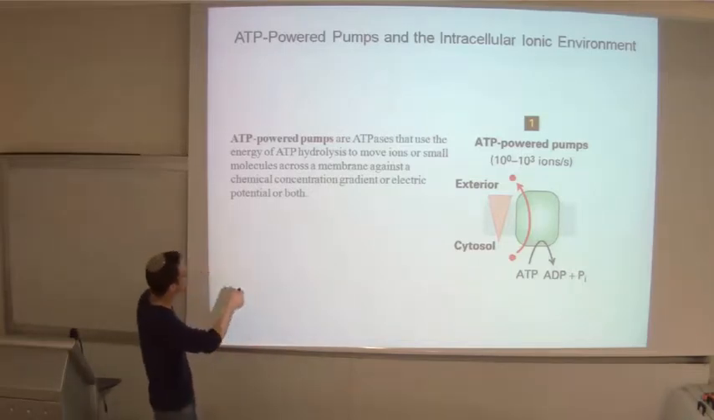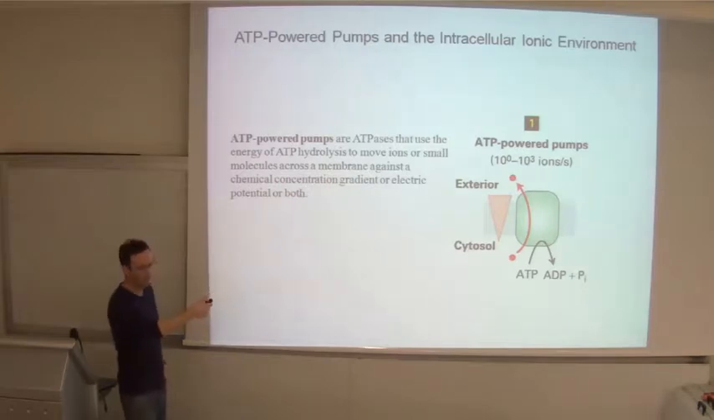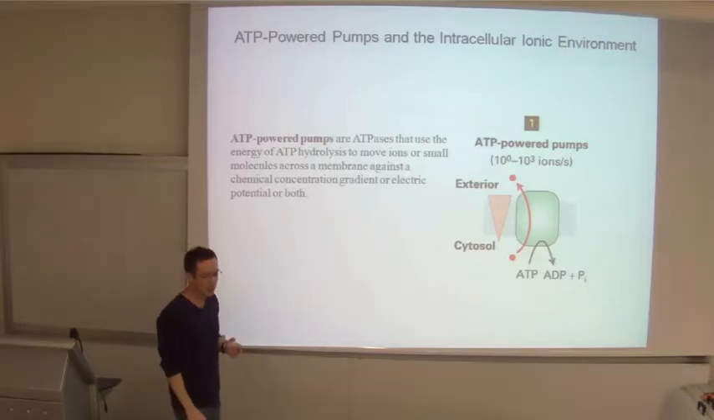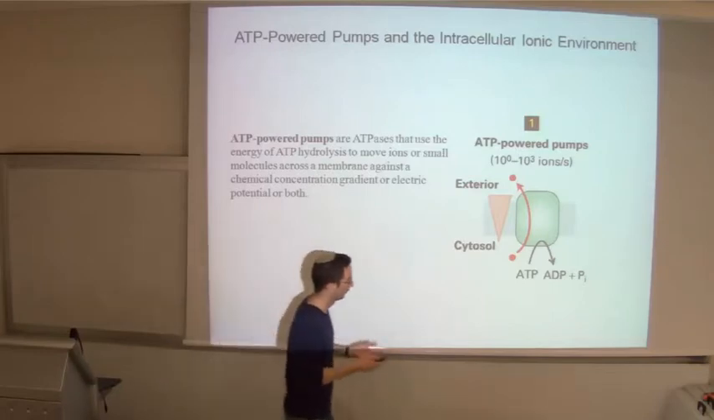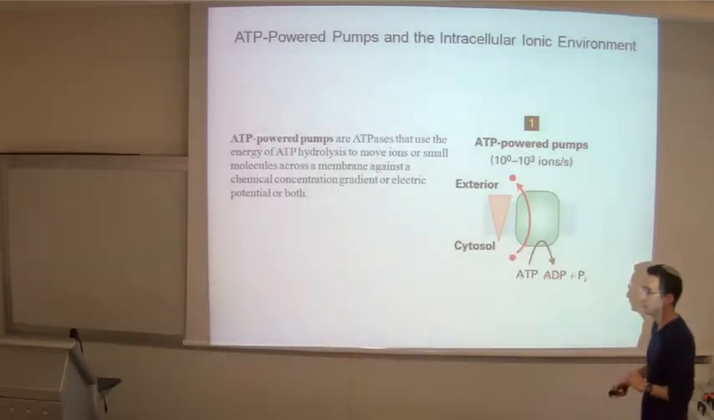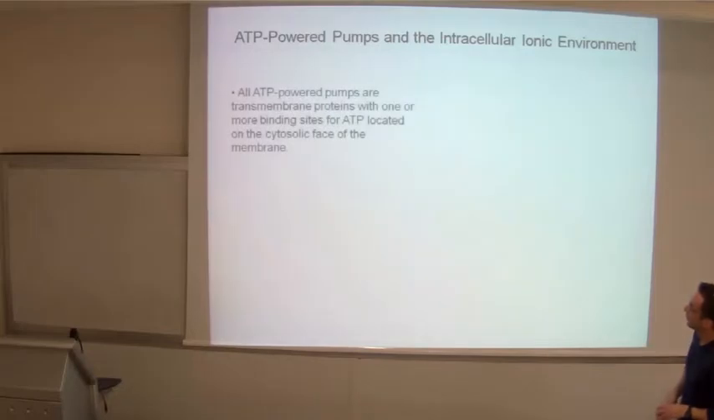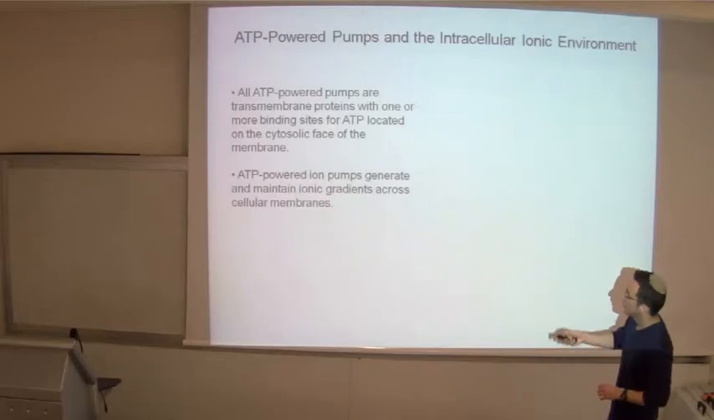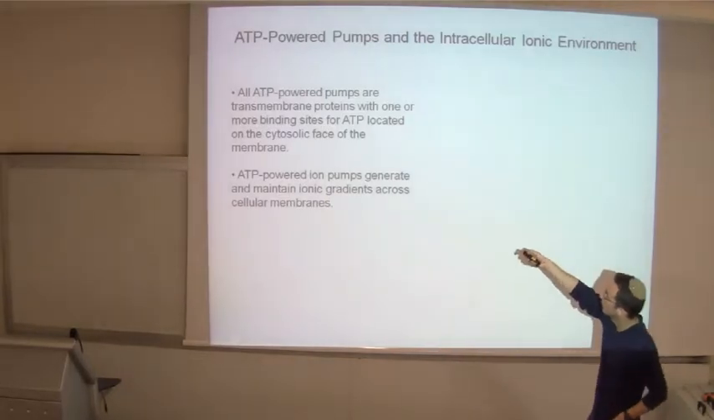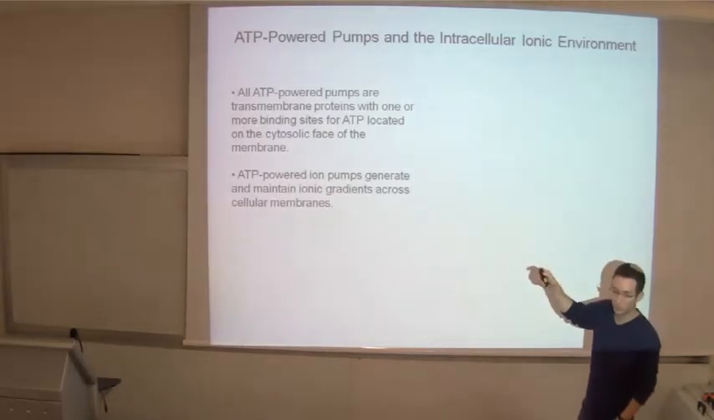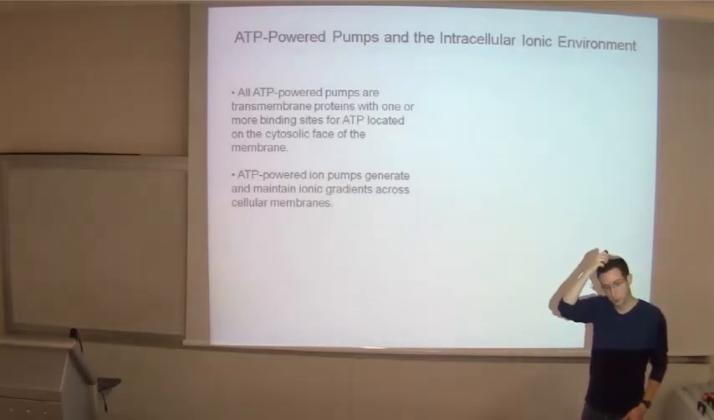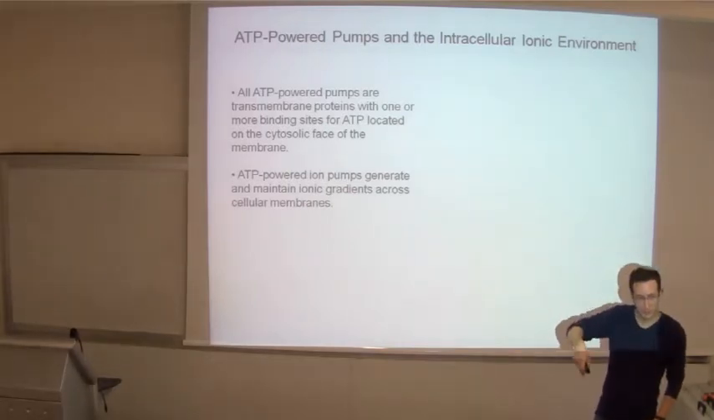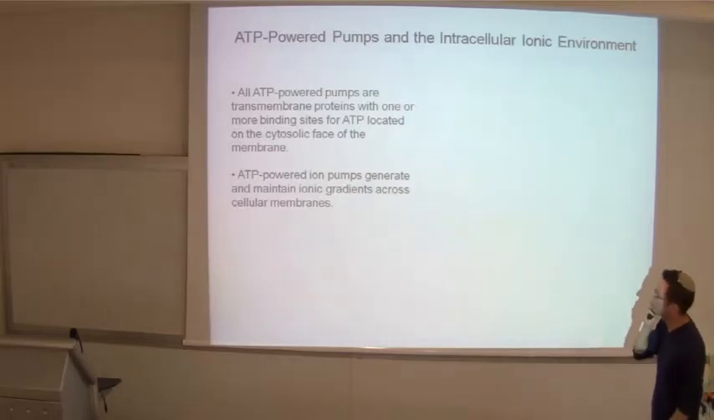Right. So chemical concentration, I assume we all know what it means. Electric potential means that if an ion has a positive charge, going into a negative surrounding will be difficult for it. In a very simplified way. Alright. All ATP-powered pumps are transmembrane proteins, obviously, and they have one or more binding sites for ATP on their cytosolic side. So the ATP molecules are there in the cytosol, and they bind to the proteins from the cytosolic side.